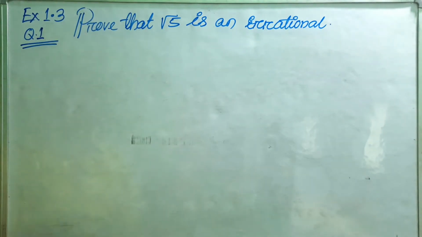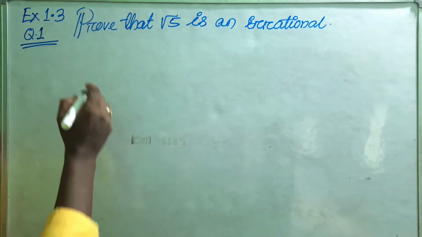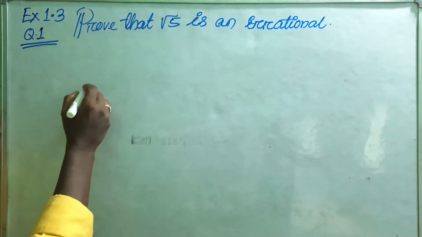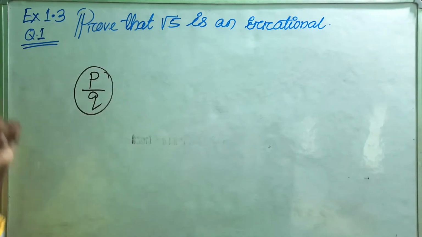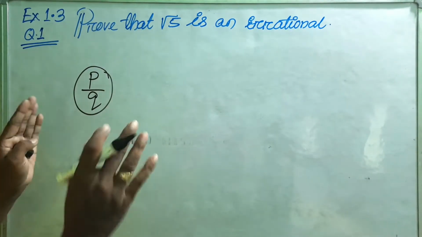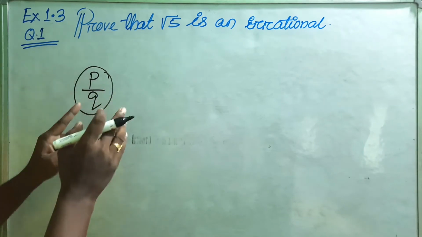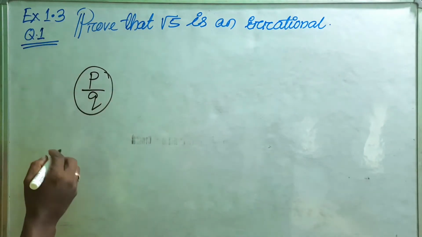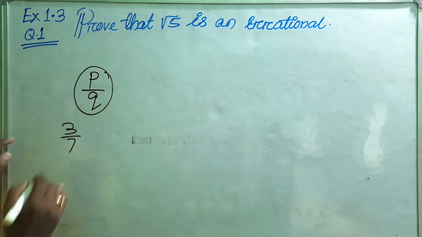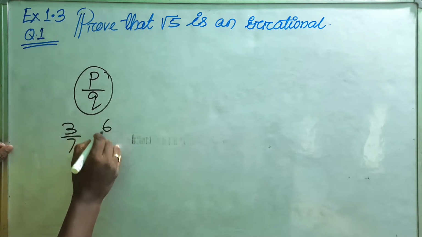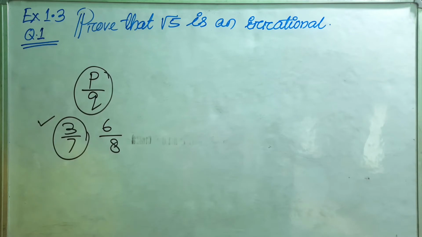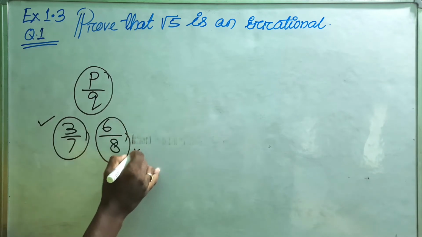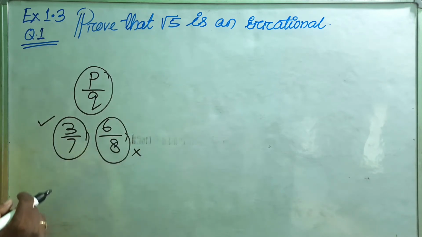Now let us discuss rational numbers. What is a rational number? Any number which can be expressed in the form p by q is called a rational number. But only this definition is not sufficient. Why? Let us take one example, and I am taking another example. Now look here, this is a rational number, but this is not a rational number. Why is this not a rational number?